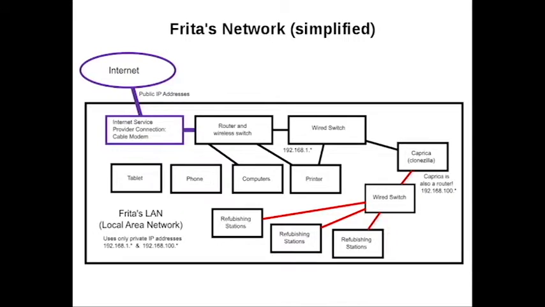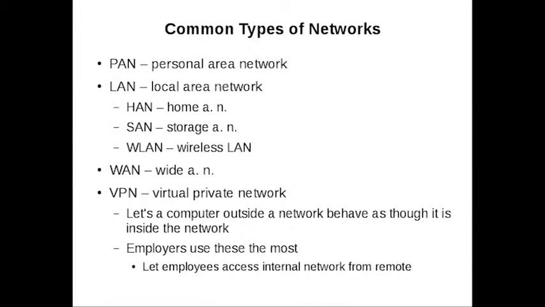All right, some common types of networks that you may hear about. Personal area network, that is the network of stuff that you have, your tablet and cell phone and laptop. Your hotspot is a personal area network, right? LAN is a local area network. Sometimes it gets more specific. You see HAN, not very often, home area network.